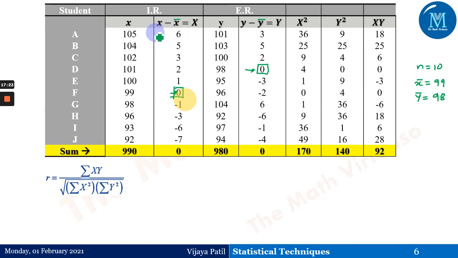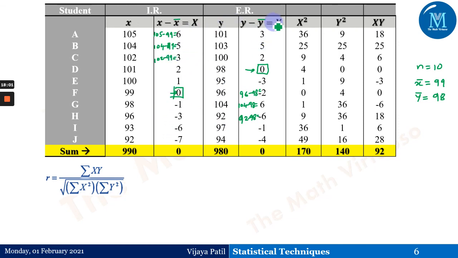So this 6 has come from 105 minus 99, which is 6. Then 104 minus 99 is equal to 5. 102 minus 99 is equal to 3. Similarly, the other numbers follow. Now here also, let me explain. This is 96 minus 98, which is minus 2. Then 104 minus 98, which is equal to 6. Then 92 minus 98, which will give me minus 6. In this way, we have formed this particular table.